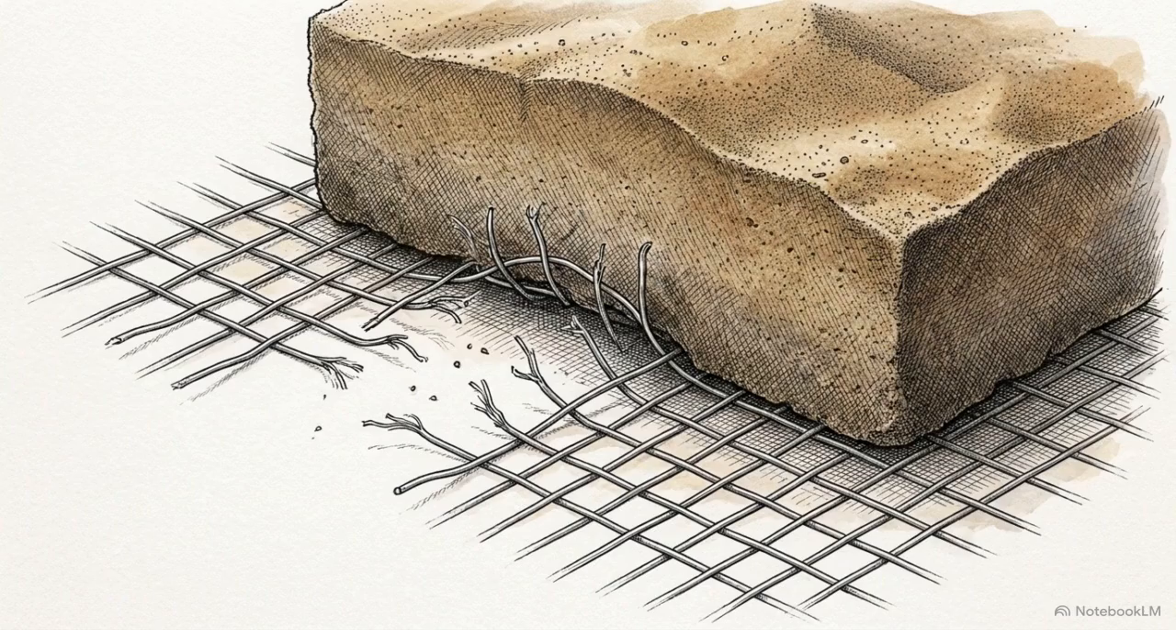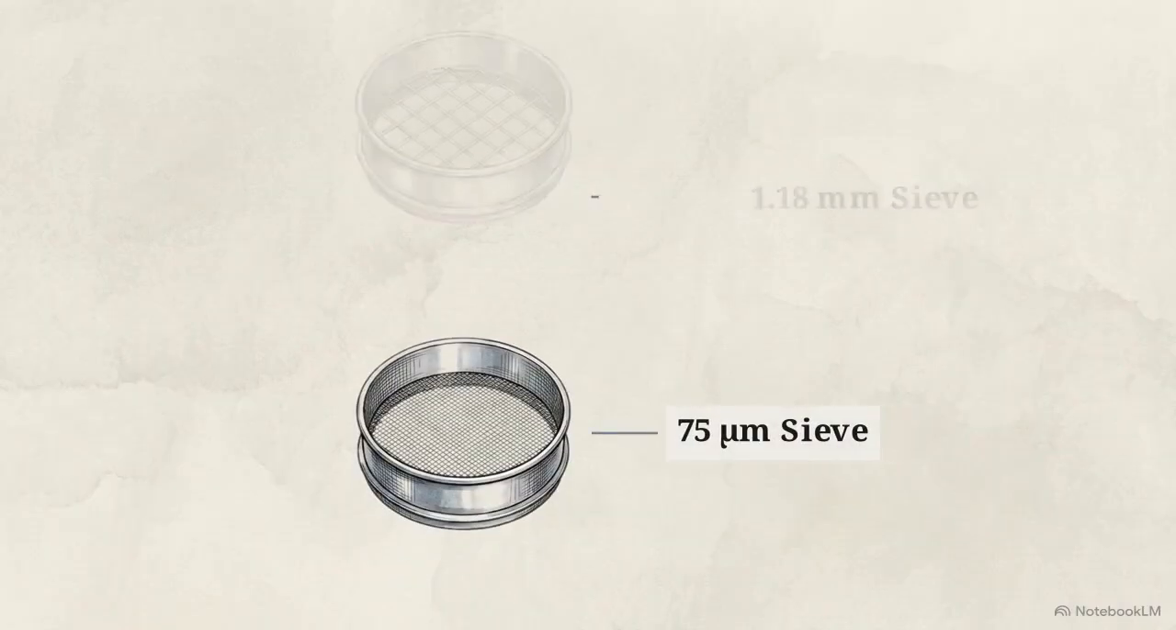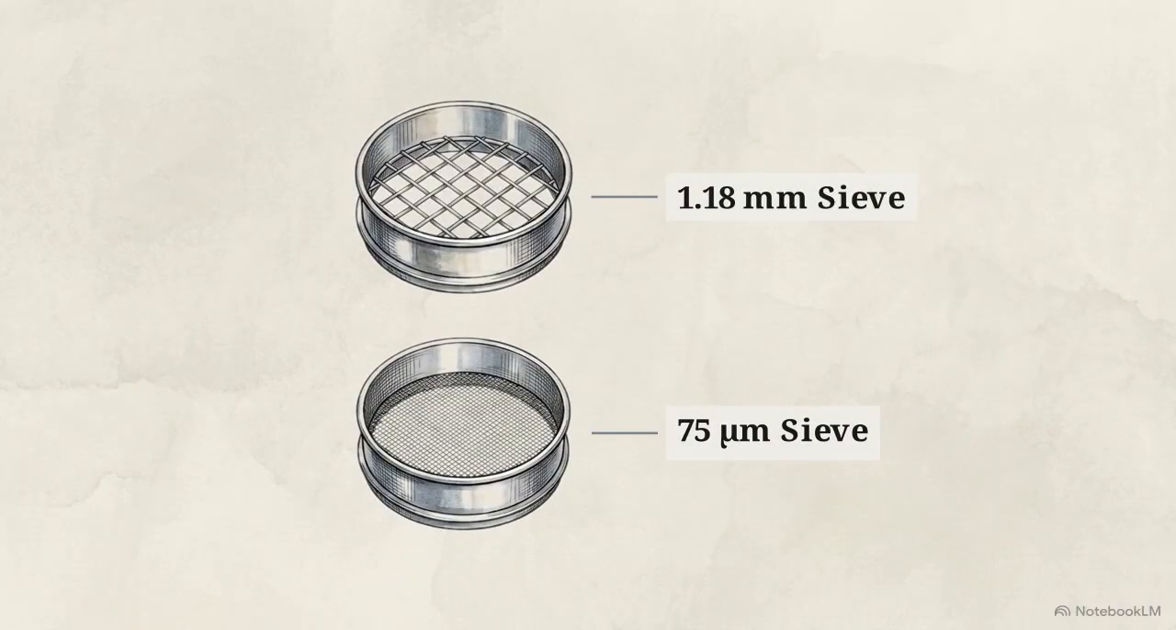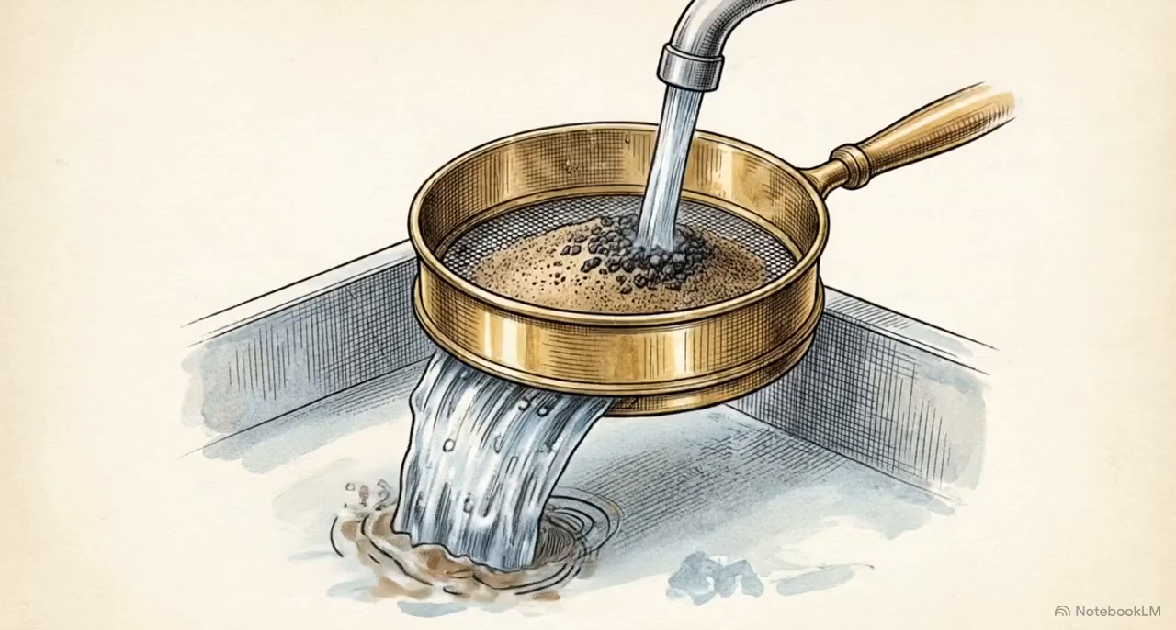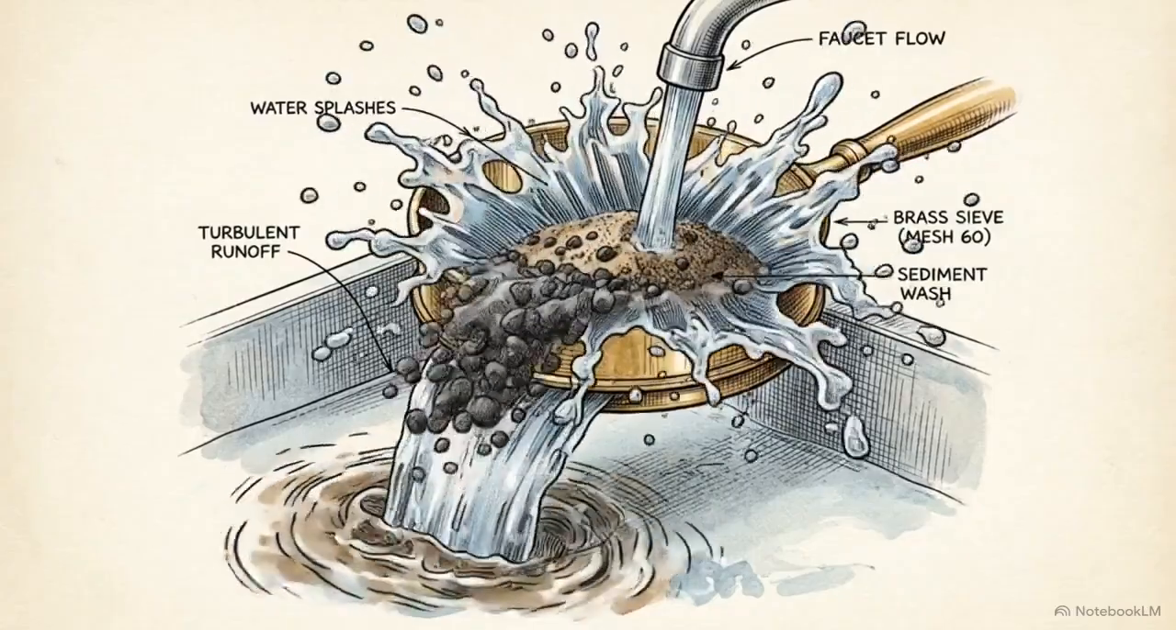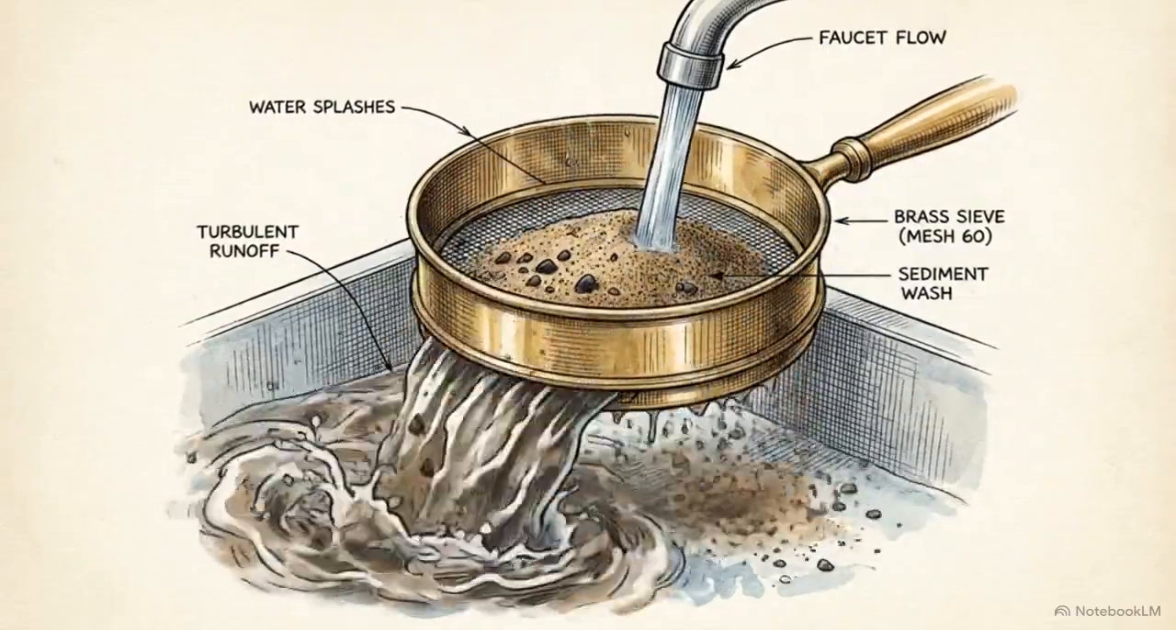However, pouring 1.2 kilograms of sand directly onto a mesh this fine would likely clog or tear the wires. To protect the equipment, we place a robust 1.18 millimeter sieve on top of the 75-micron sieve. This top layer catches the bulk of the sand, while it allows water and silt to flow through to the finer mesh.